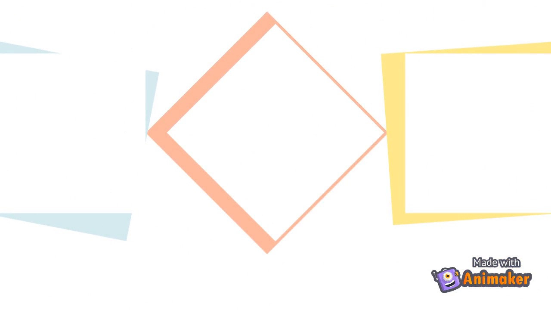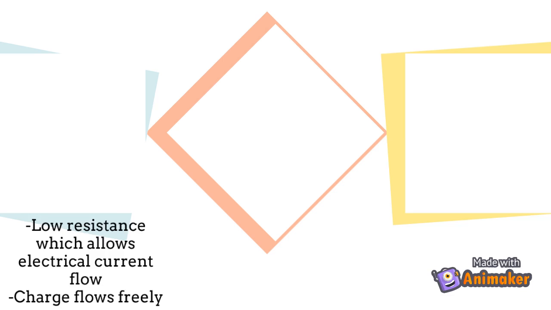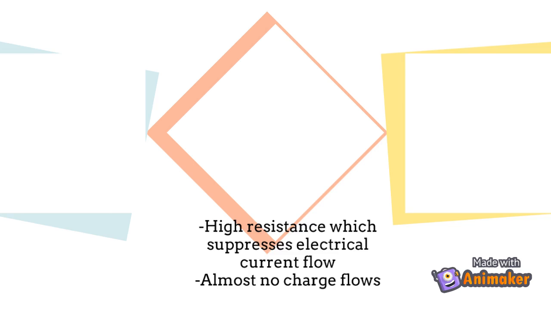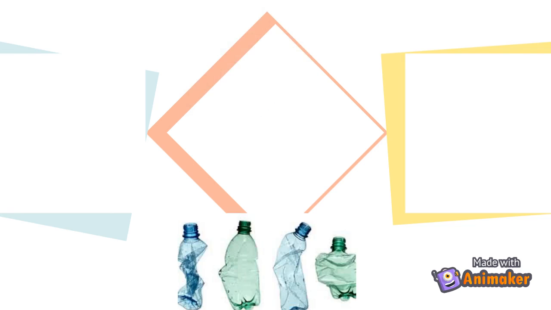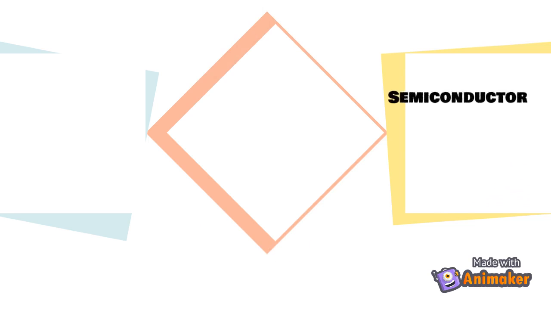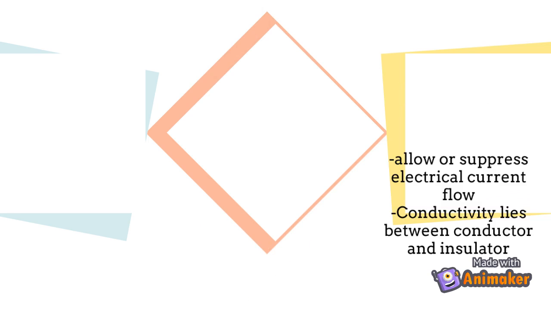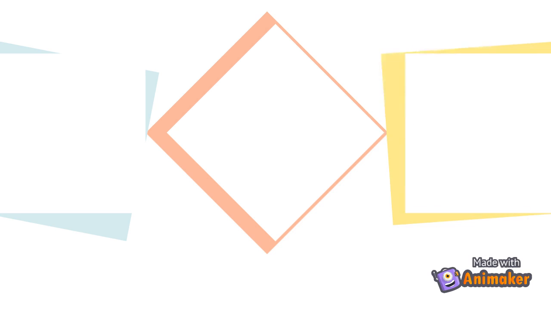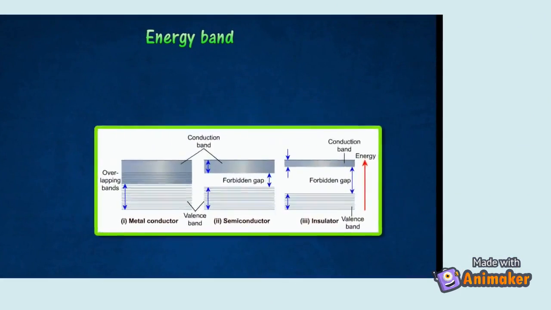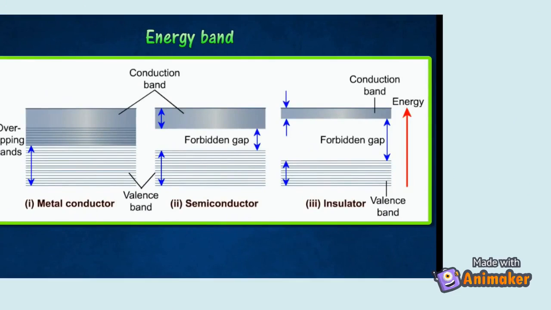Next is material classification. There are 3 types of materials. First is conductor: low resistance, which allows electrical current to flow. Charge flows freely. Examples are gold and copper. Second is insulator: high resistance, which suppresses electrical current flow. Almost no charge flows, such as ceramic, plastic. Third is semiconductor: can allow or suppress electrical current flow. Conductivity lies between conductor and insulator. Examples are silicon, germanium.